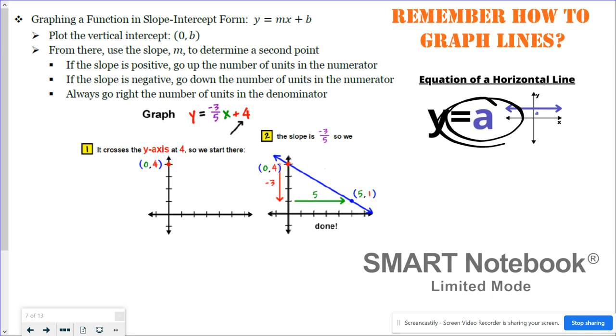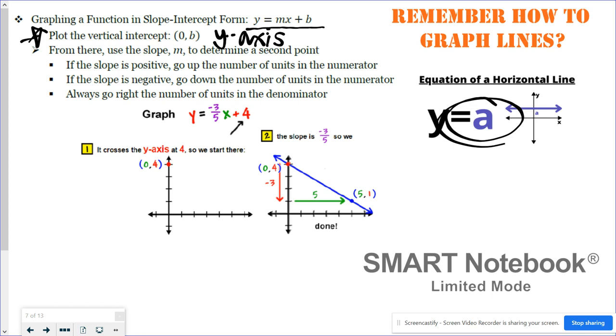Okay. All of our other lines, we're going to be given them in slope-intercept form. Slope-intercept form is y equals mx plus b. You definitely want to start by plotting the vertical intercept. Now, no matter what, we are going to be starting on the y-axis. That's where your y-intercept goes, okay? So that's where your starting point will always be located. From there, we're just going to do what the slope tells us to do, okay?